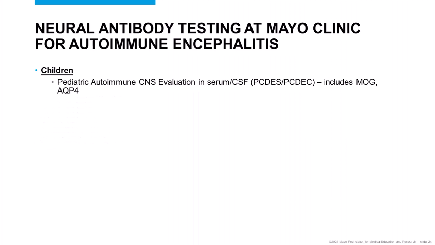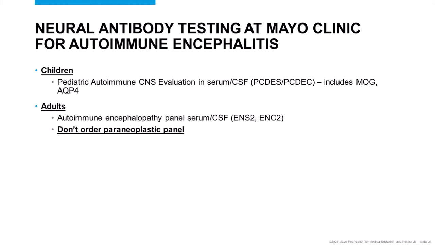When you're testing at Mayo Clinic for autoimmune encephalitis, if you're testing in children, you want to consider the pediatric autoimmune CNS evaluation in serum and CSF. That includes MOG and aquaporin 4 antibodies. MOG has a high predisposition in children. About 50% of cases are in children, so the MOG antibody is included there.